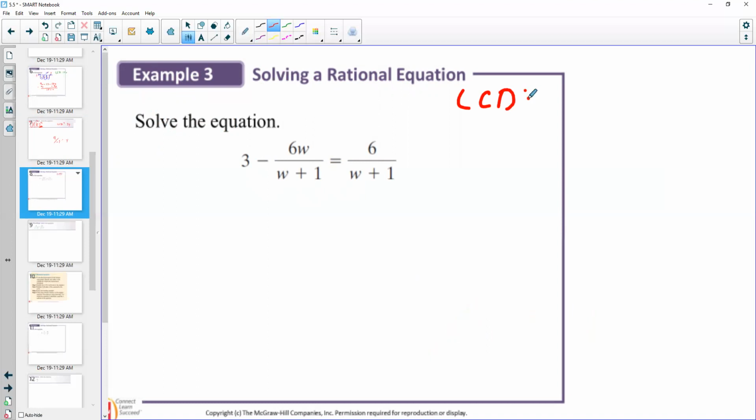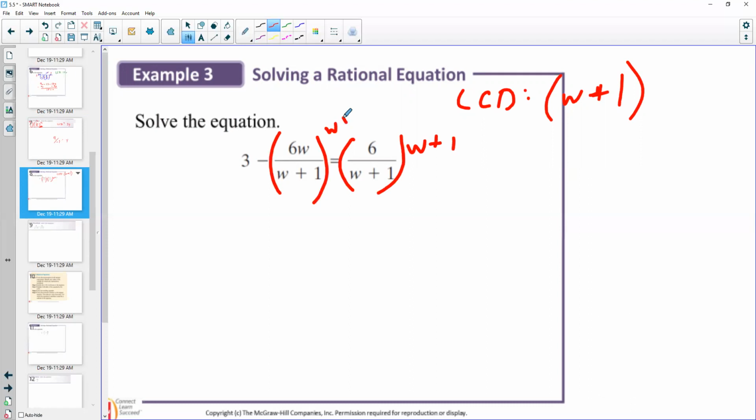Well, in this case, it's w plus 1, isn't it? I just have one of the fractions that doesn't happen to have that. It doesn't change the process, not remotely. We're still going to do the same exact thing. I'm going to multiply each piece by w plus 1. I'm going to put them in parentheses to make them look right.